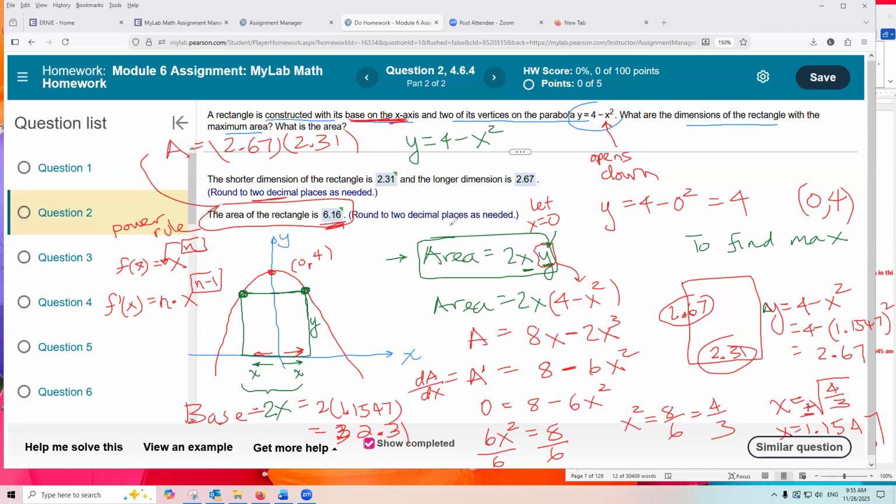Okay, so we wrote an equation for the area of the rectangle. We ended up getting this area equation to use just one variable, x. Take the derivative, set it equal to 0.